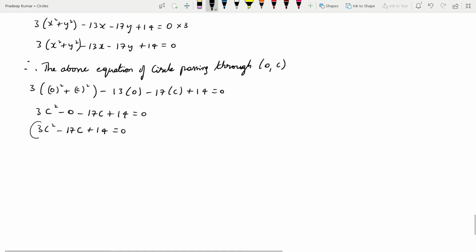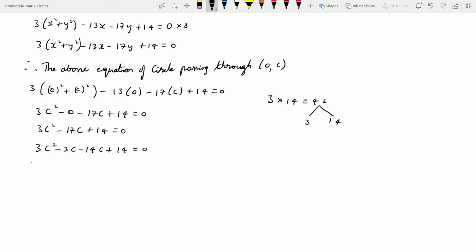For finding the roots, we take the coefficient of c square and the constant 14, the product of c square's coefficient and the constant value. So 3 into 14, which is 42. So I can write 3c square minus 3c minus 14c plus 14 equal to 0. I can take 3c common, so this is c minus 1, here minus 14 common, again c minus 1 remains. So from both of them I can take c minus 1 common, so I'll be left with 3c minus 14 equal to 0.